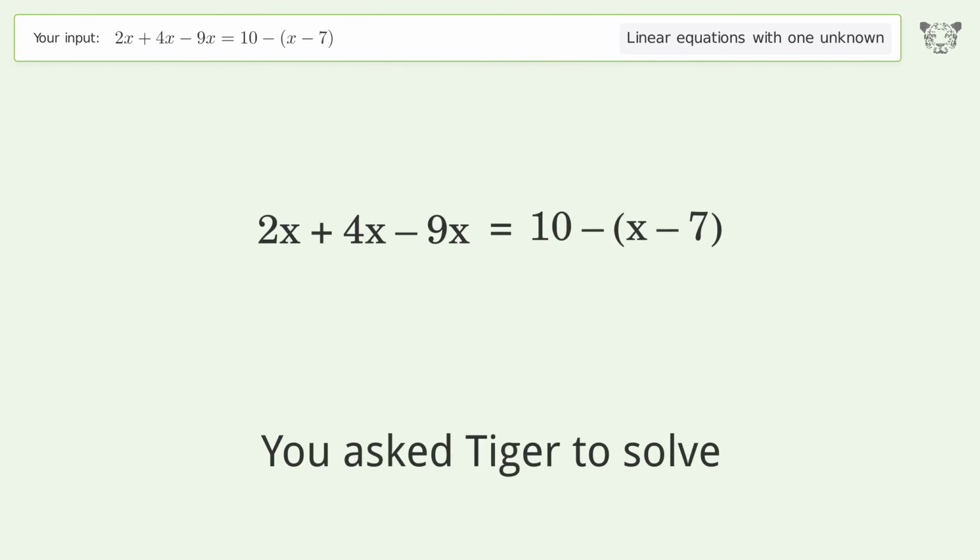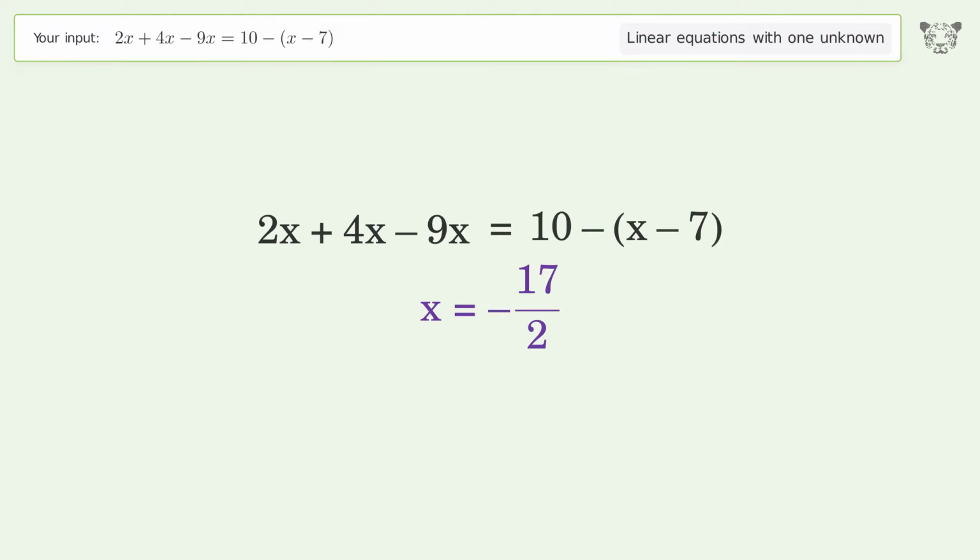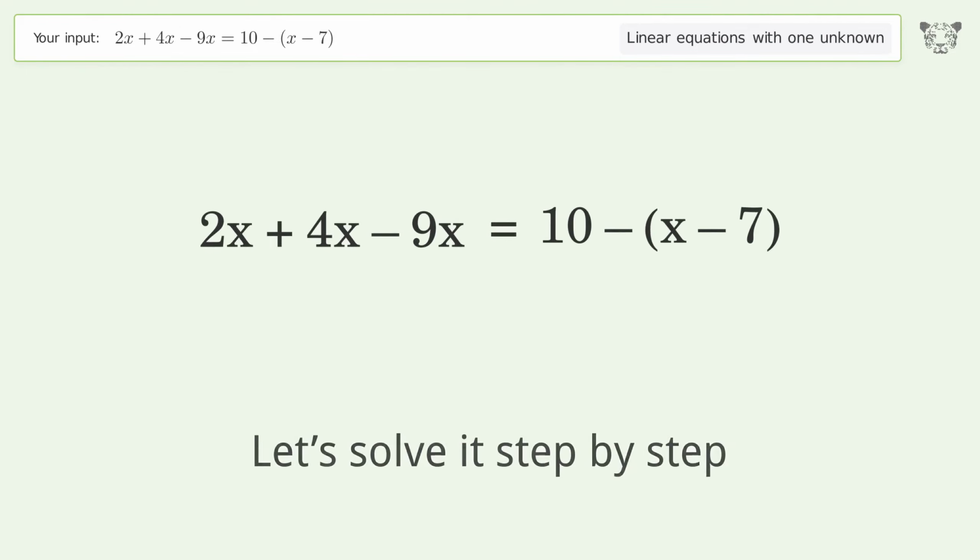You ask Tiger to solve. This deals with linear equations with one unknown. The final result is x equals negative 17 over 2. Let's solve it step by step.